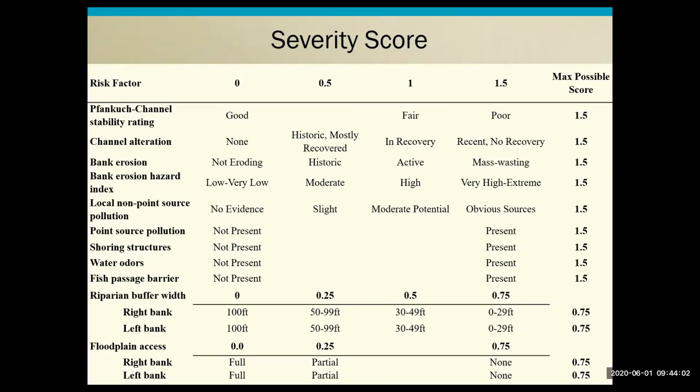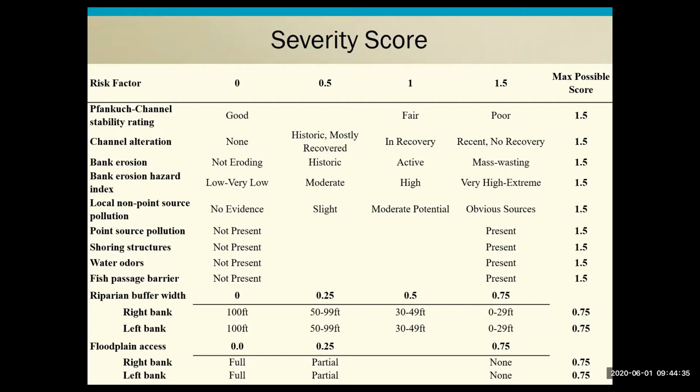Next slide, please. All right, so I mentioned the scoring system. This is it here. It's called the Severity Score. And this table, you can see on the top, has the risk factor and then the different scores for each one. So the first one is the Pfankuch channel stability rating, and this is an index, which I'll talk a little bit more on the next slide. And then moving down, you have channel alteration, bank erosion, and then bank erosion hazard index. That's also another index built into the scoring system, which I'll talk about in a few slides.